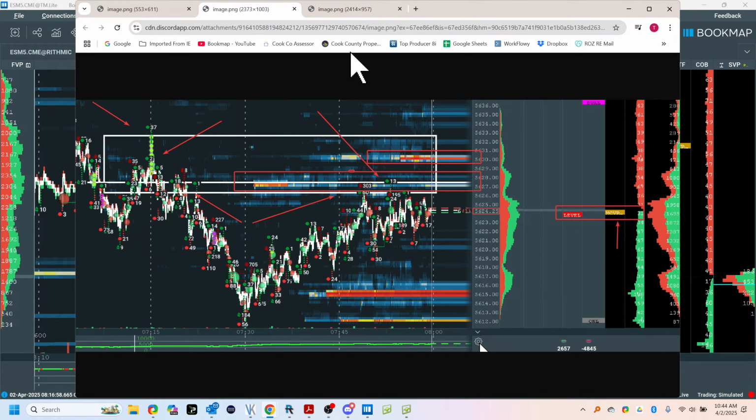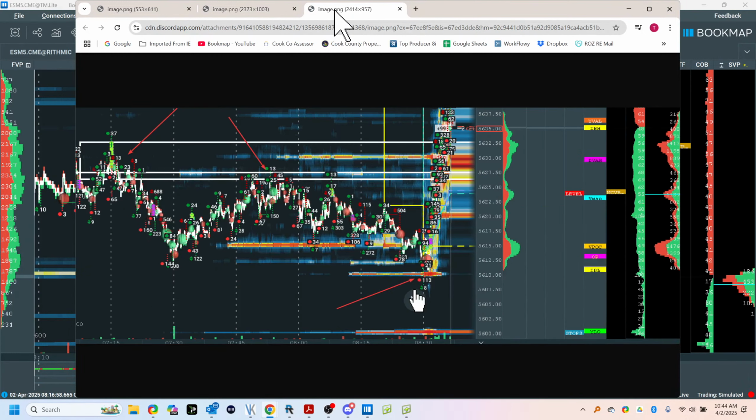Now I'm going to show you the next slide, and these are just screenshots I want you to see. There's the entry. There's the entry. And the target is the ETH low, which is what we hit. And then we get acceleration up. I hope that makes sense.